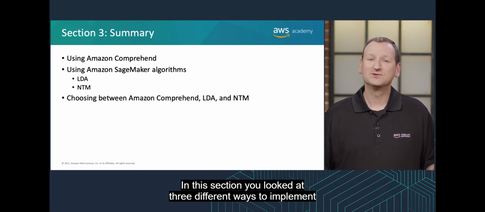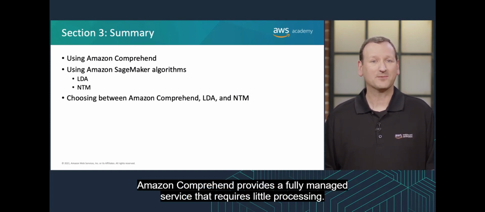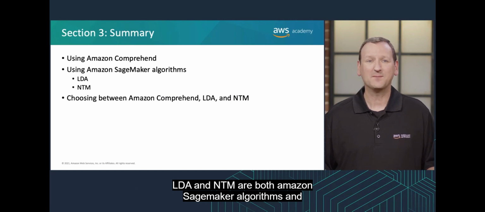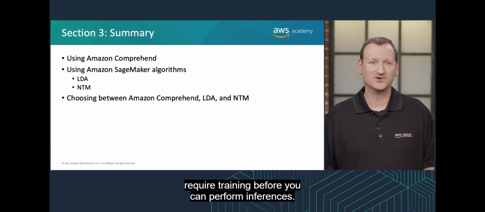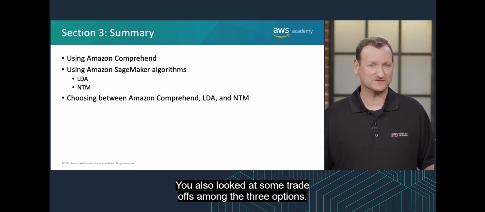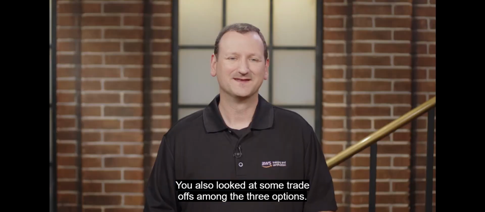In this section, you looked at 3 different ways to implement topic modeling. Amazon Comprehend provides a fully managed service that requires little processing. LDA and NTM are both Amazon SageMaker algorithms and require training before you can perform inferences. You also looked at some trade-offs among the 3 options.